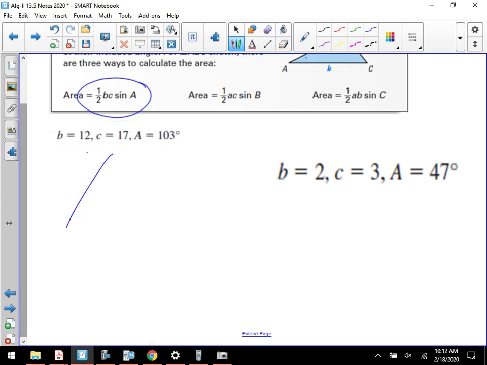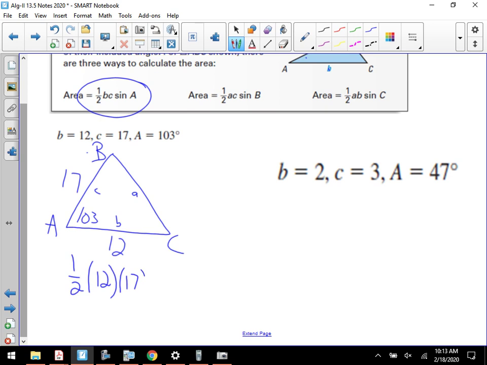If I have my picture, A, B, and C. Angle A, 103. And then little c is 17. See how I have side, angle, side? Just write it out: 1/2, side, side, sine of the angle. It gives you the area of the triangle. It is a really nice, easy way to do those.